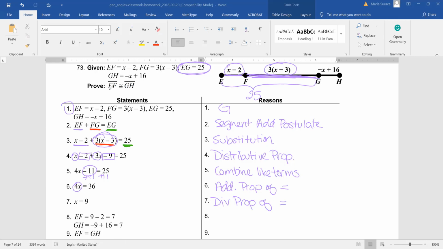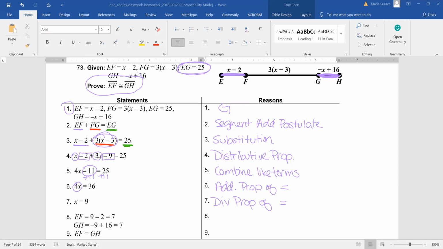And now I haven't actually proven anything yet. I've isolated and I've concluded that x is equal to 9, but I haven't actually proved that EF and GH are congruent. Because remember, at the end of the day, the goal for this proof is to show that this segment right here, EF, and this segment here, GH, are congruent, which means they need to be the same size. But now I know what x is equal to. I solved for x, which is going to help me figure out if EF and GH are equal.